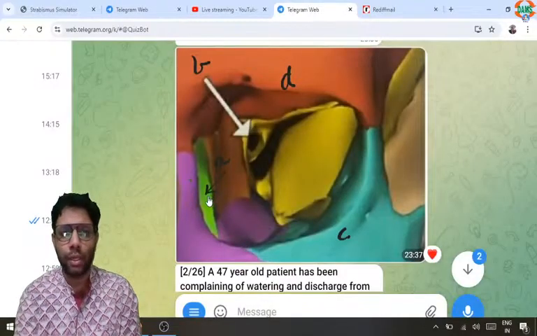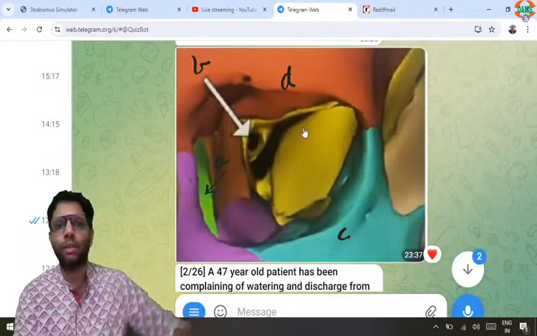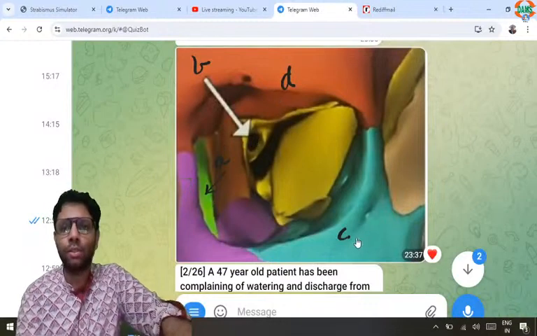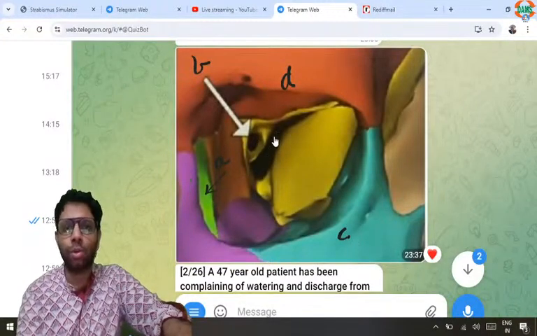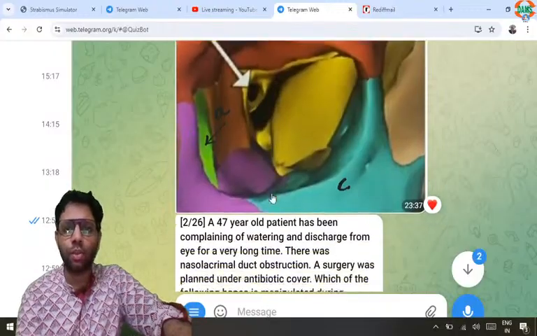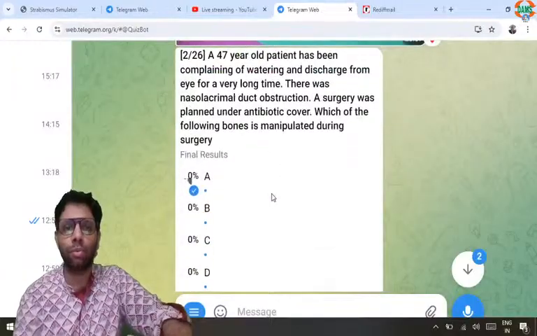maxillary. So A is lacrimal, B is the optic canal, D is the frontal bone, C is the zygomatic. This is a superior orbital fissure. The question is not this. This is just a quick revision of the bones. One orbit has 7 bones.